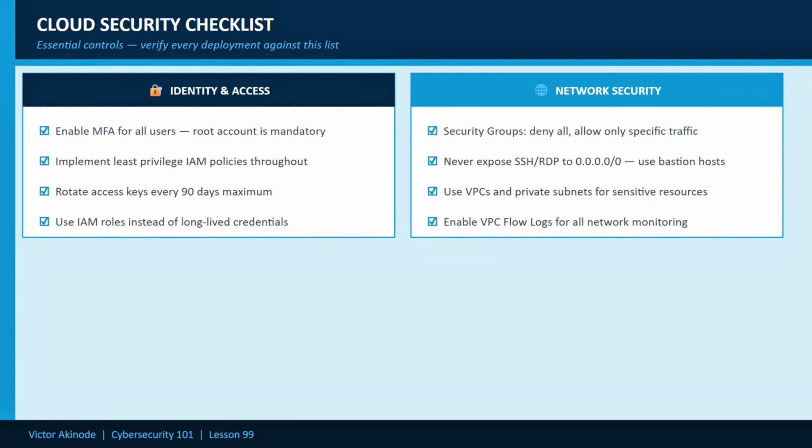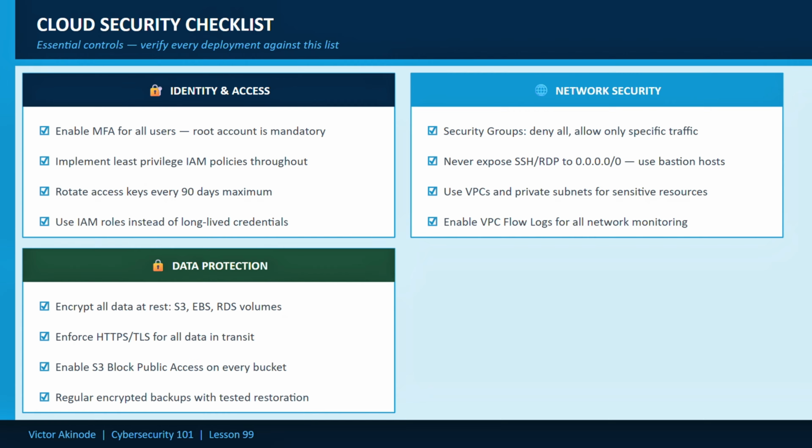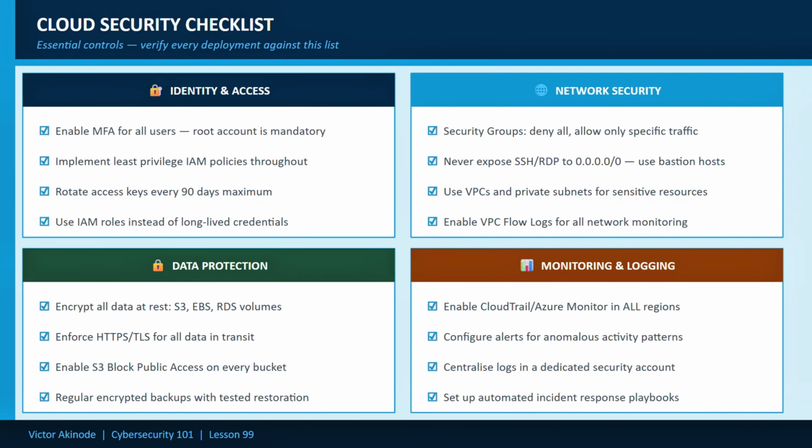Use VPCs and private subnets for sensitive resources. And enable VPC flow logs. Number 3 is data protection. For this, encrypt all data at rest, enforce HTTPS for data in transit, enable S3 block public access on all buckets, and maintain regular encrypted backups. Number 4 is monitoring and logging. For this, enable CloudTrail or Azure Monitor in all regions. Configure CloudWatch or Azure Alerts for anomalies, centralize logs in a dedicated security account, and set up automated incident response.